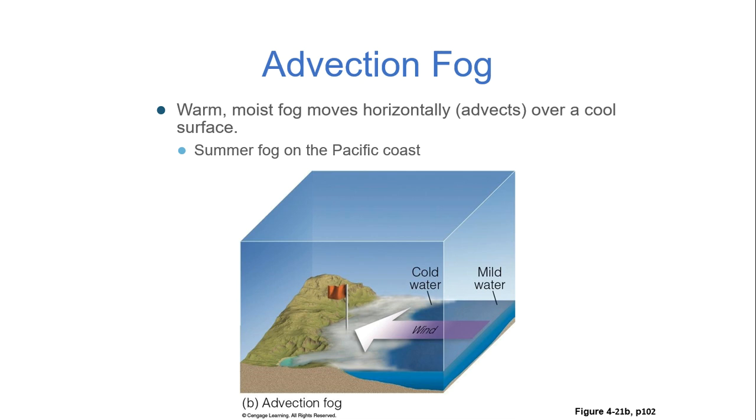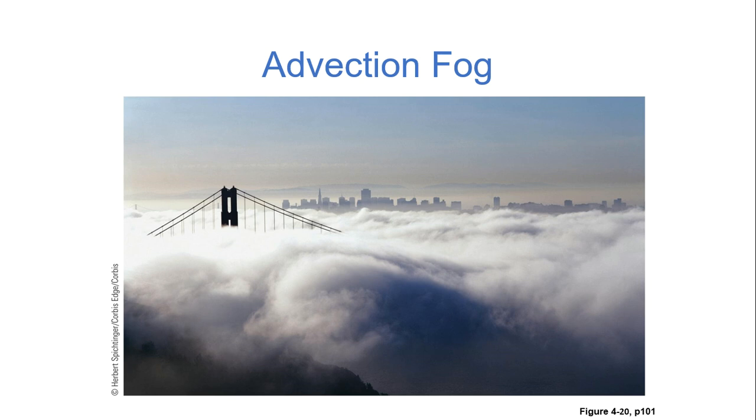Now, when that happens, saturation hits 100% plus some, so the air needs to get rid of some of that water, and so it condenses into the form of fog. This is advection fog. Very, very common scene in the San Francisco Bay Area and many other bays around the coastal areas of the United States.